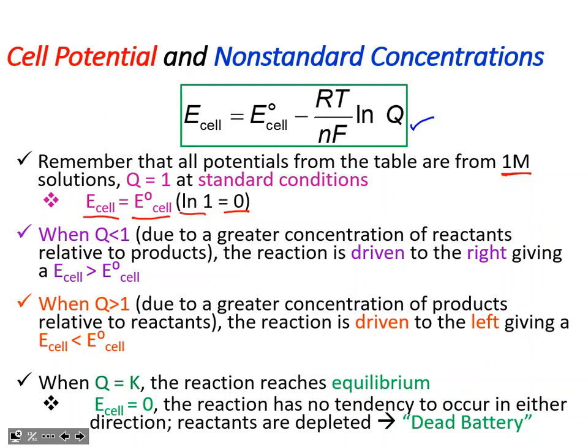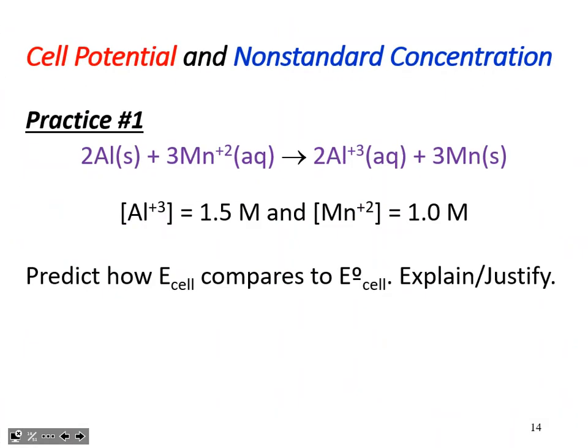Taking a look at those practice problems. Here, practice 1, we have aluminum plus manganese 2+ giving us aluminum ion plus manganese solid. Here we're saying that the aluminum ion is 1.5 molar and the manganese is 1 molar. We know we're at non-standard conditions because the aluminum ion is greater than 1 molar.